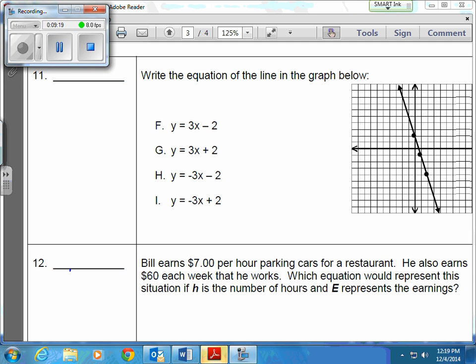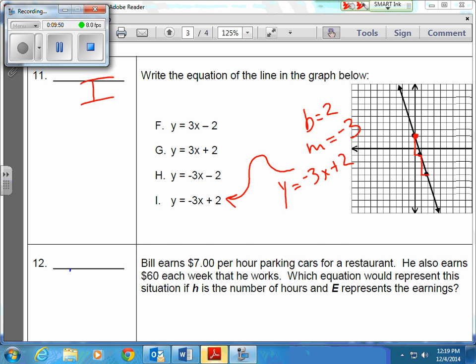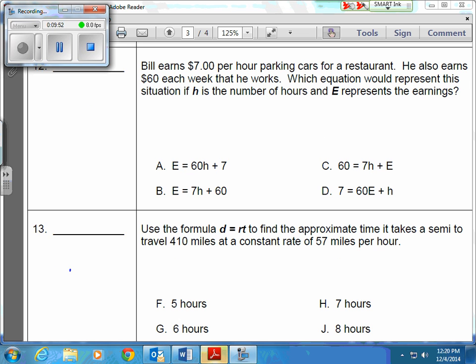Number 11, we need to write the equation of this line on this graph. This line has a y-intercept of 2. It has a slope of down 3 over 1. And it has a slope of -3. So the equation would be -3x plus 2. There it is. Answer would be I.